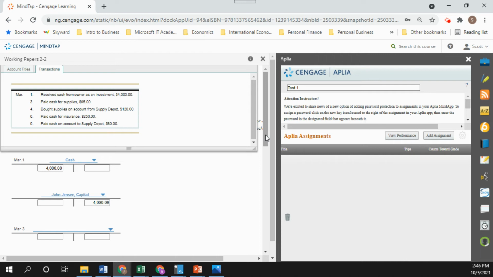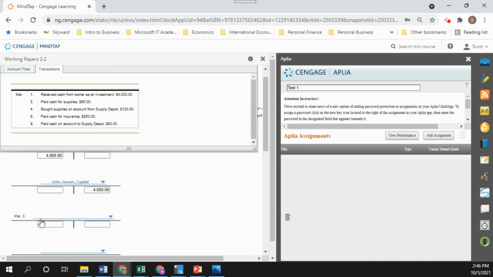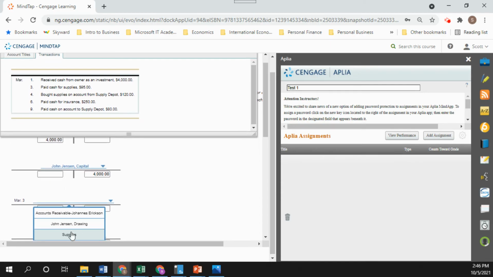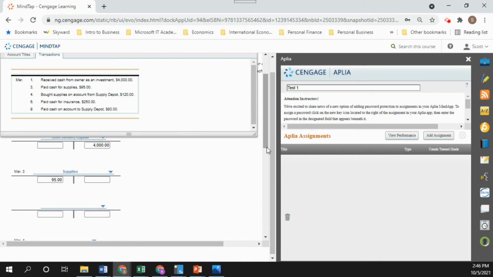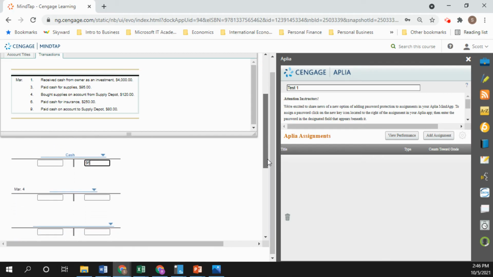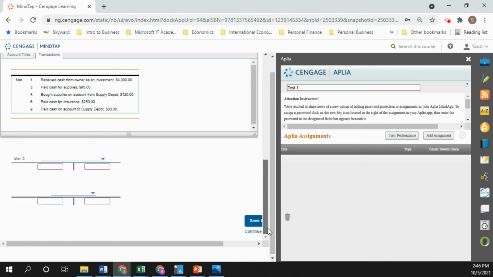Next, we're going to go with paid cash for supplies. Well, we've got supplies. We'll enter that first, $95. We're going to say cash. We're going to credit it for 95. So in this case, we're not affecting anything on the left side. And we'll continue with the practice with that. I just kind of got you started there. Let's just keep on going here.